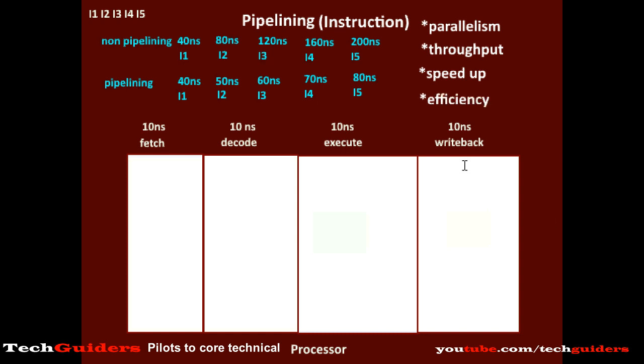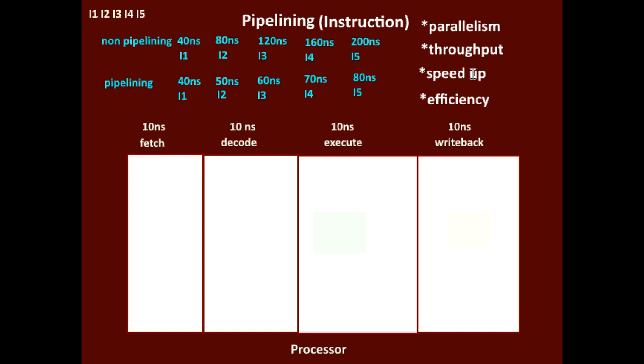If the pipelining is 100% efficient, then we can attain maximum throughput and maximum speed up. But in practical scenarios, this 100% efficiency is not possible. Hence, the maximum throughput and the maximum speed up cannot be achieved, but the target will always be to approach the maximum throughput and maximum speed up.